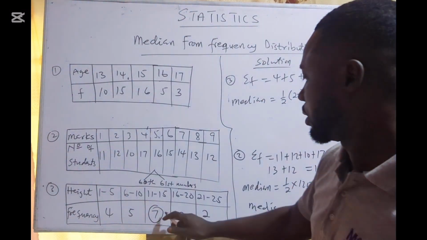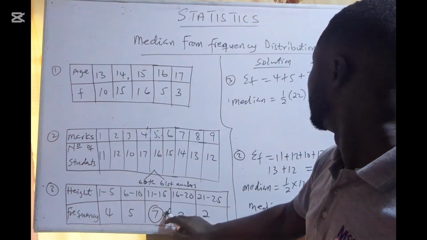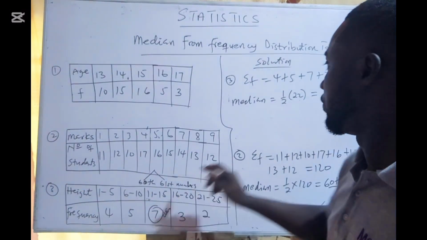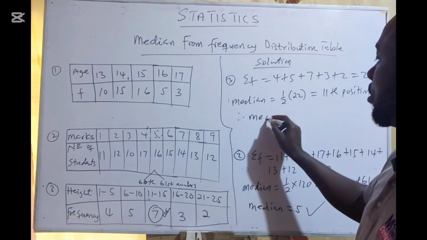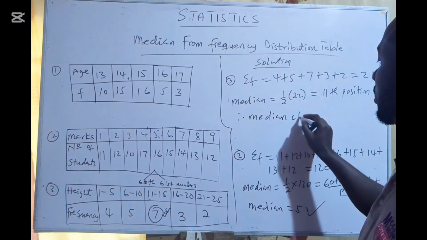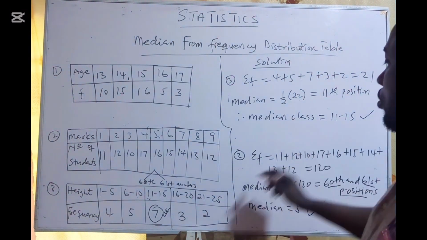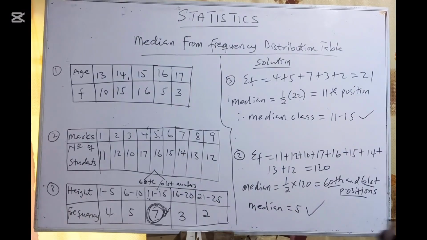So it means that the median falls at the 11th position, in the class interval 11 to 15. Therefore, our median class is what? 11 to 15. So the 11th position falls here. So this will be our median class, 11 to 15. I believe you get it and you have understood.